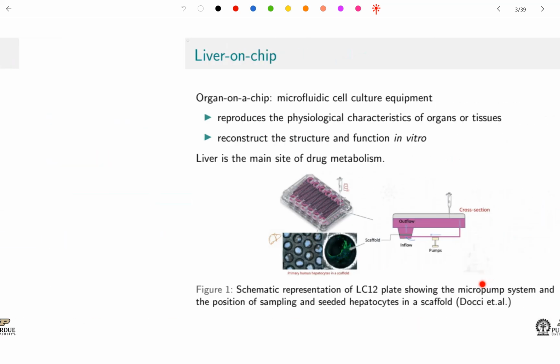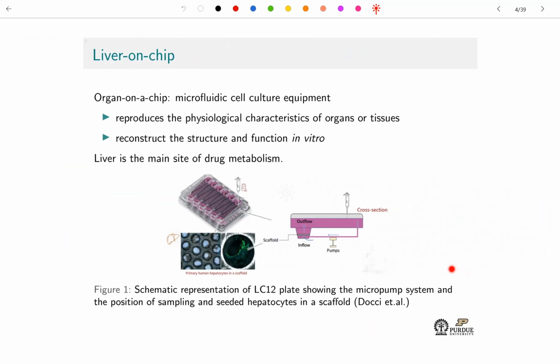So what is liver-on-chip? Organ-on-chip is a kind of microfluidic cell culture equipment which reproduces the physiological and pathological characteristics of organs or tissues by reconstructing the structure and function in vitro. Liver is the main site of drug metabolism, so we are interested in liver-on-a-chip device.